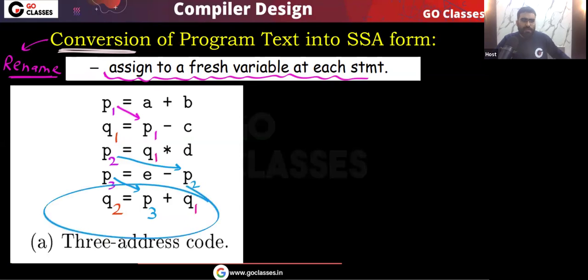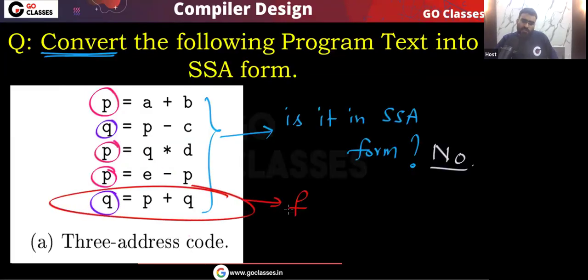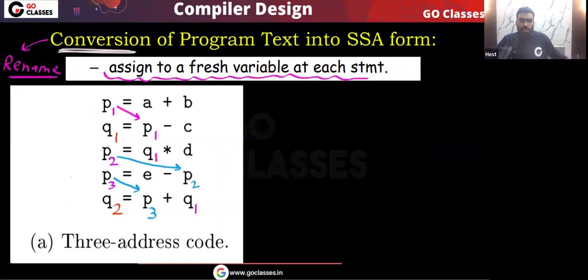Because first we will use, then we will assign. Look at this instruction. In this instruction, first we use Q, then we assign into Q. So this Q value you are basically using here, and then you assign into Q. So this Q is what you are using here. I hope you understood. Is this clear?